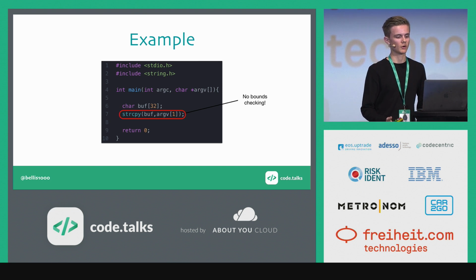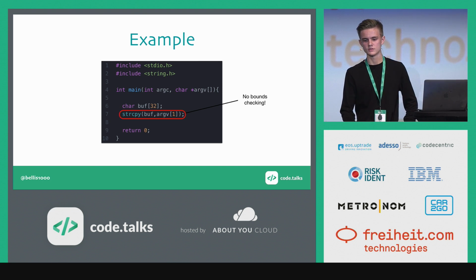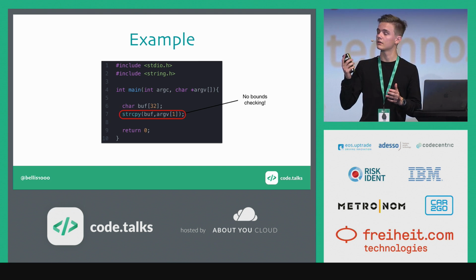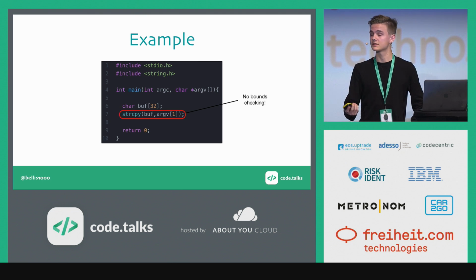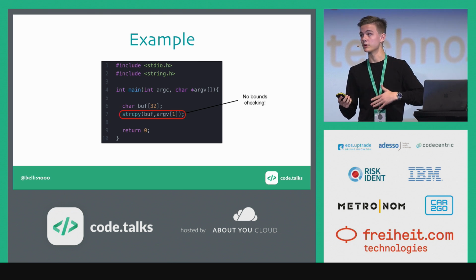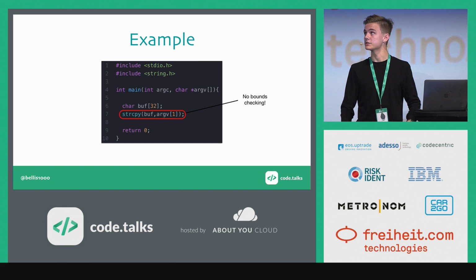So if you were to copy argv1, the user could have entered a huge string, and it's going to try and fit all that into the 32-byte char array. And since it's on the stack, it's going to overflow past the bounds of the 32 bytes, and it will overflow into the return address and allow you to take control of the program.